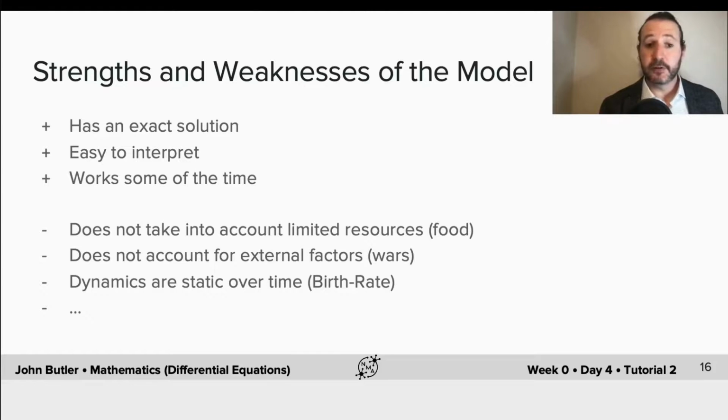Because one, it does not take into account such things as limited resources, like food. It does not take into account external factors like wars. And it does not take into account a dynamic change over time of birth rate. The dynamics are static over time, so you can't change birth rate. It won't grow over time. But still, it's a good equation to start with. And always remember that. These equations are normally good equations to start with.